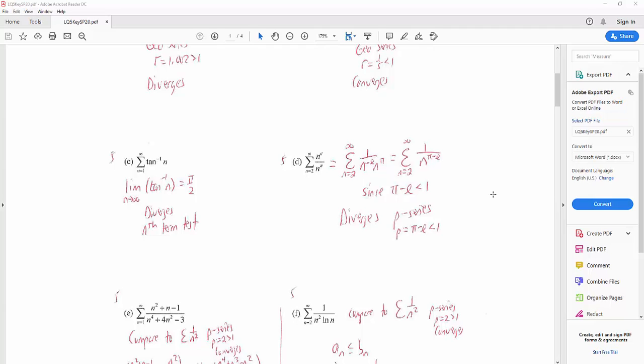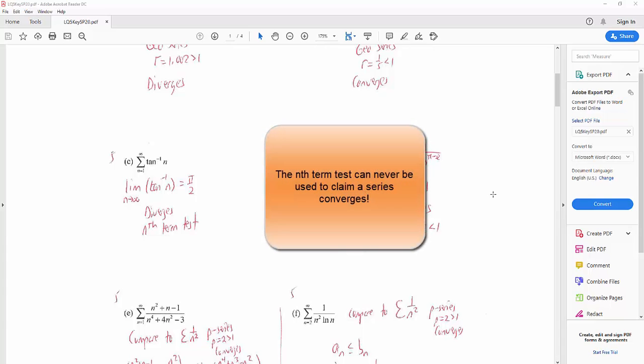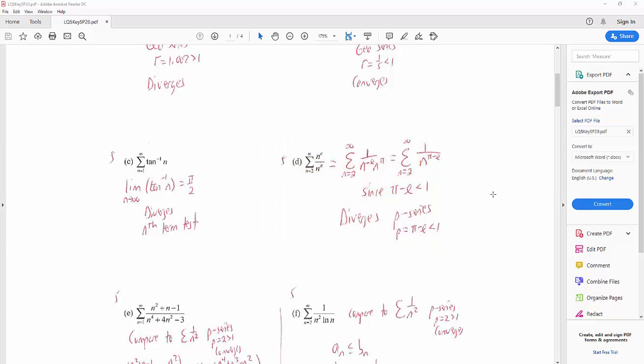C, the series inverse tangent of n. Quite simply, the limit as n goes to infinity of inverse tangent n is pi over 2. That tells us it diverges, thanks to the nth term test. One more time, making a note: the nth term test does not ever tell anything about convergence. It never has, it never will. It's only divergence.